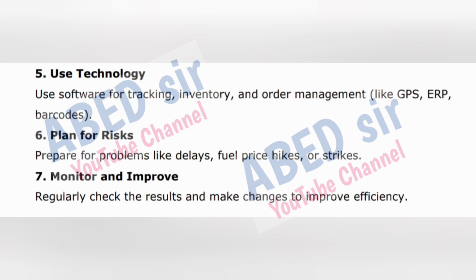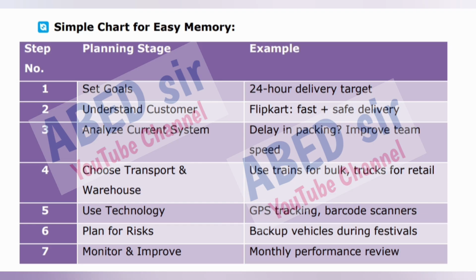6. Plan for risks. Prepare for problems like delays, fuel price hikes, or strikes. 7. Monitor and improve. Regularly check the results and make changes to improve efficiency. Simple chart for easy memory. Step No., Planning stage, Example.